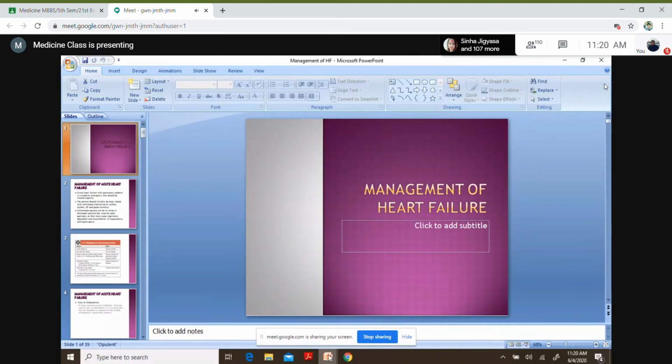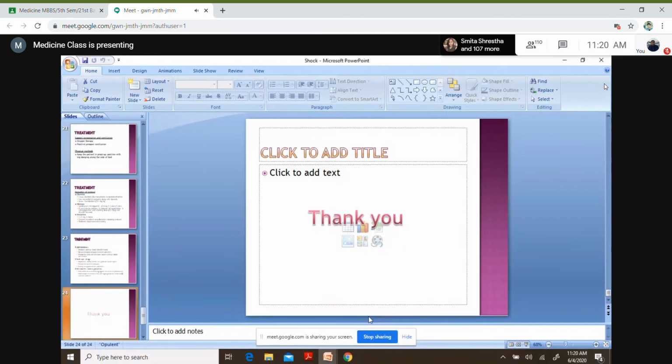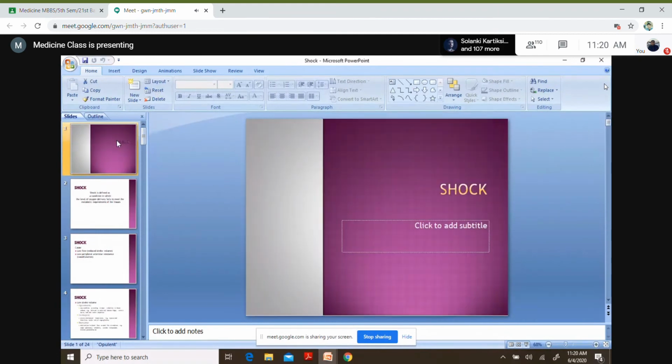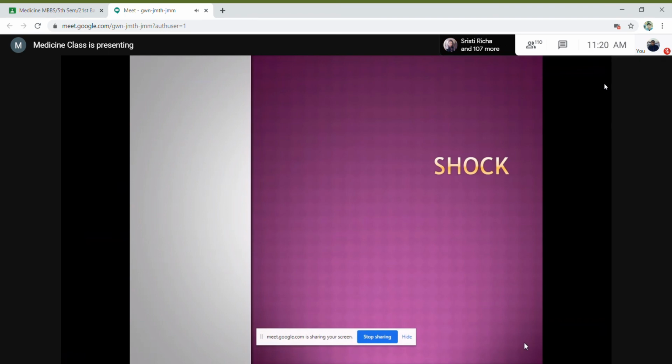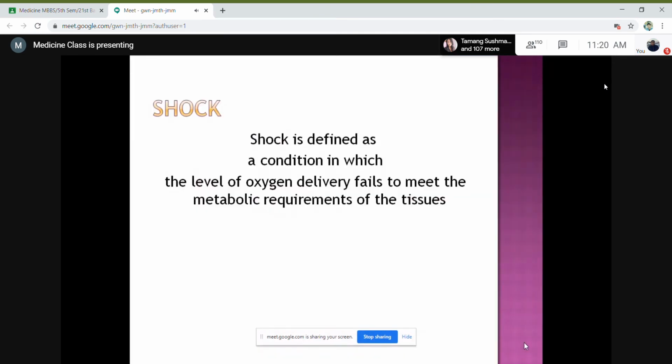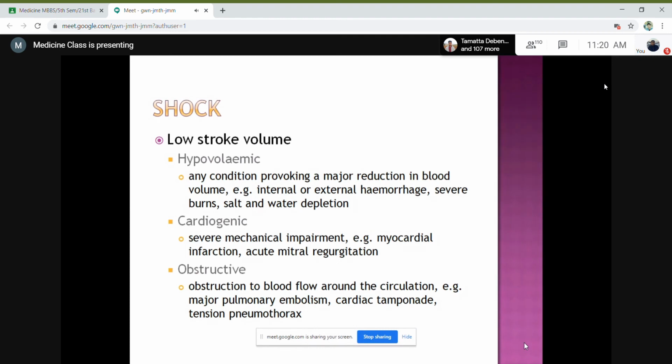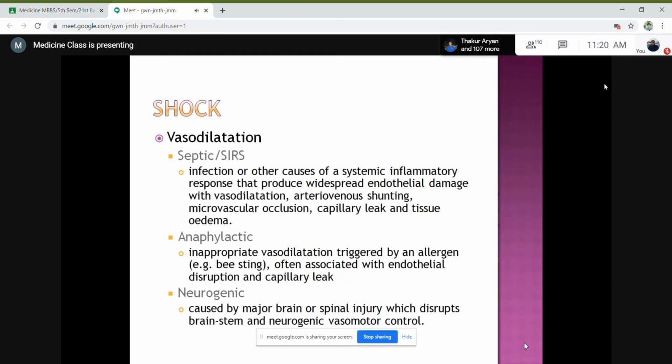management of heart failure. Okay, so we'll be talking about shock now, shortly regarding shock. Okay, so I've tried to very concisely mention everything in shock that is important for you. Okay, so if we go individually, it will take a very long time because we have to talk about hypovolemic shock, cardiogenic shock, obstructive shock, septic shock, anaphylactic, neurogenic. Okay, so with the management and pathophysiology for each one of them, it will be very long, but whatever is required for you, I've mentioned it.